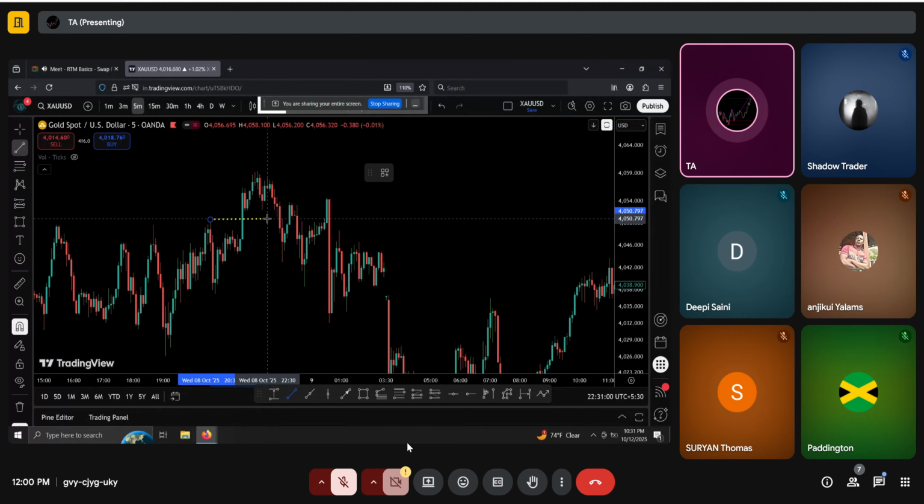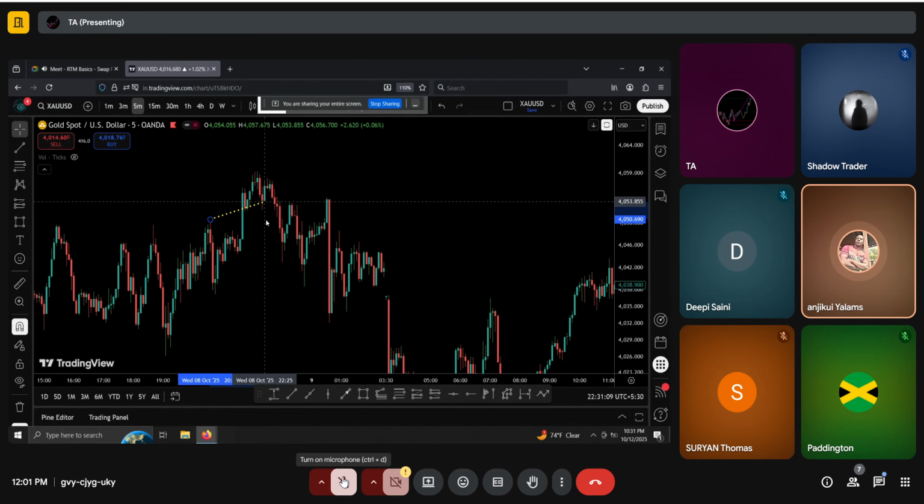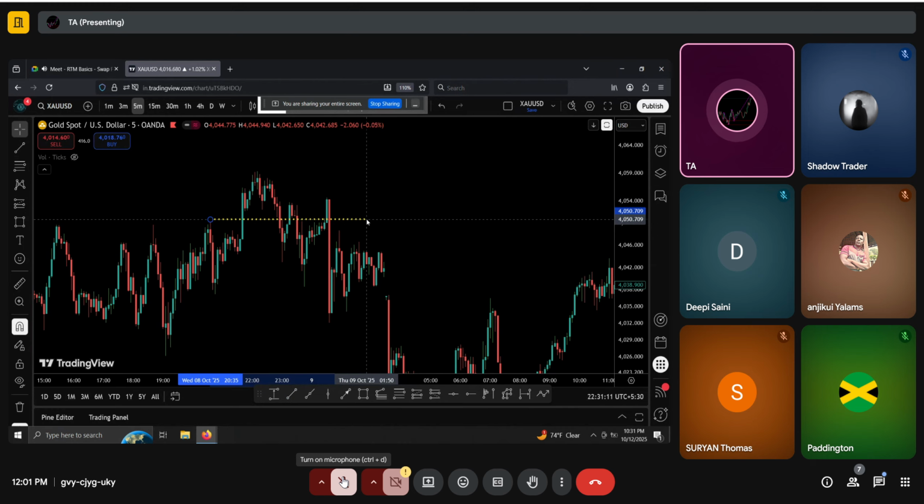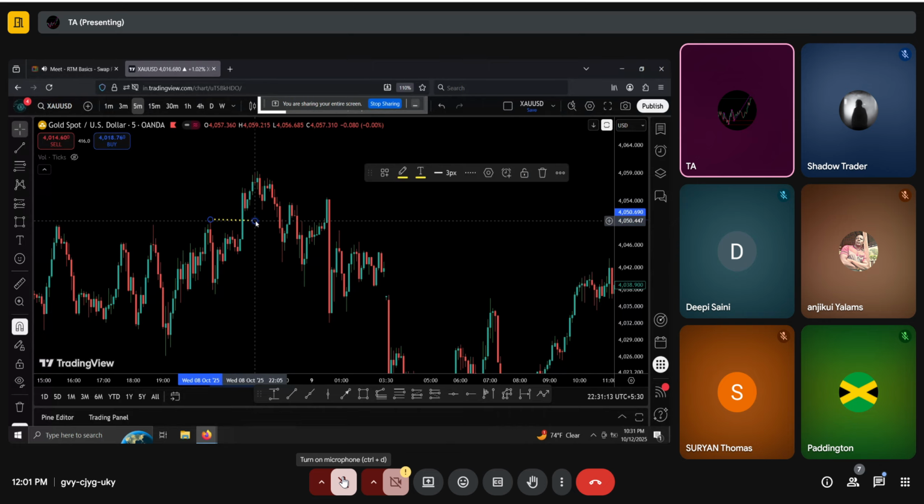Here it was a level. What do we call this? Resistance. We call this a resistance level. We call this resistance, right? Okay.